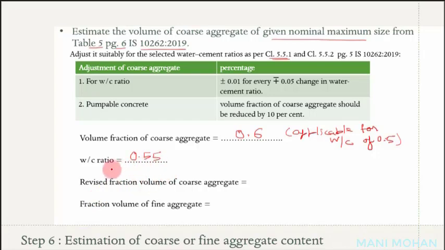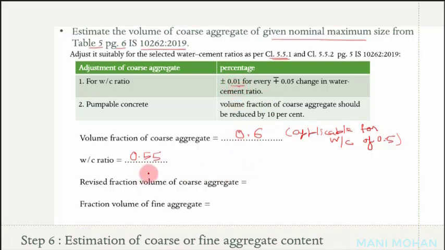Let us come to our example. As we can see, we have the water cement ratio as 0.55, but the volume fraction is applicable for a water cement ratio of 0.5. We can see there is an increase in water cement ratio. If there is an increase, that means plus, we have to subtract from the volume fraction this particular value, that is 0.01.